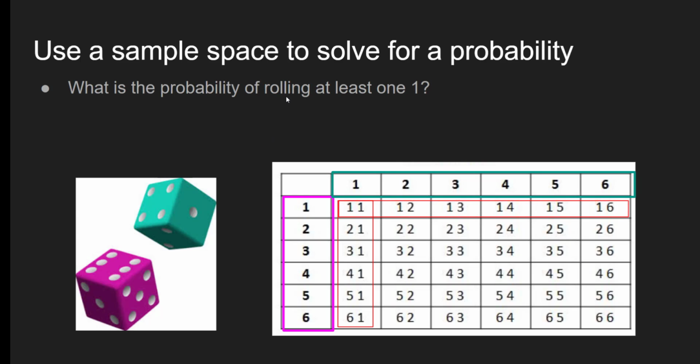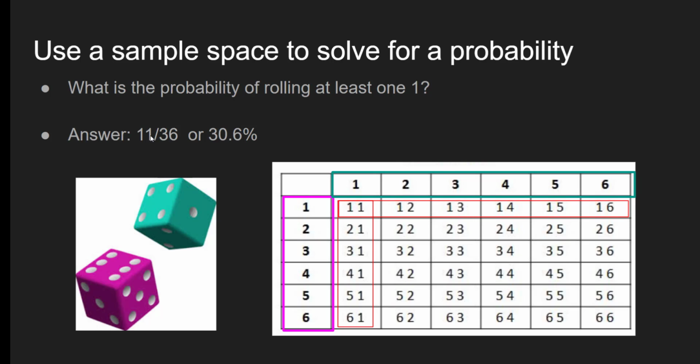The probability of rolling at least 1 one. In order to calculate this, we count up all of the outcomes where we have at least 1 one. Since the pink die could land on 1 in 6 different outcomes, and the teal die also has 1 of 6 sides, so we see 6 here, we have an overlap when we have snake eyes. So totaling all of these together, we have 11 cases.